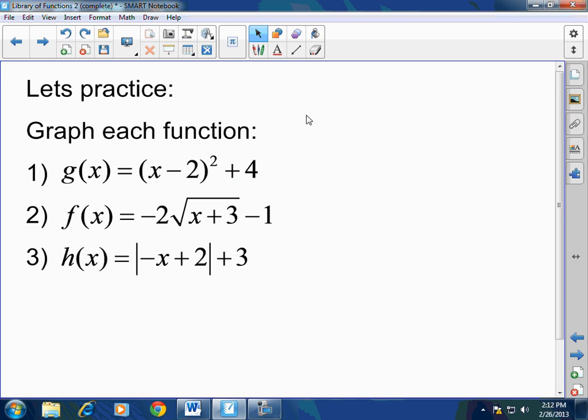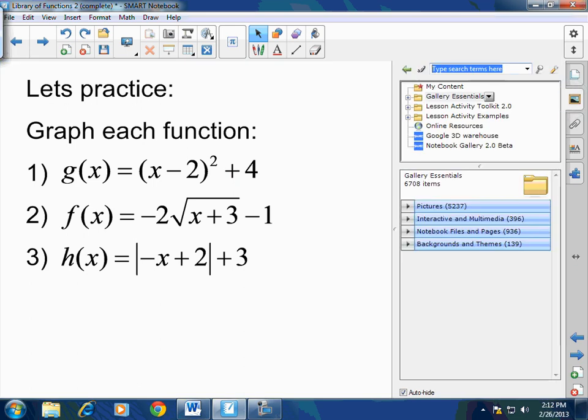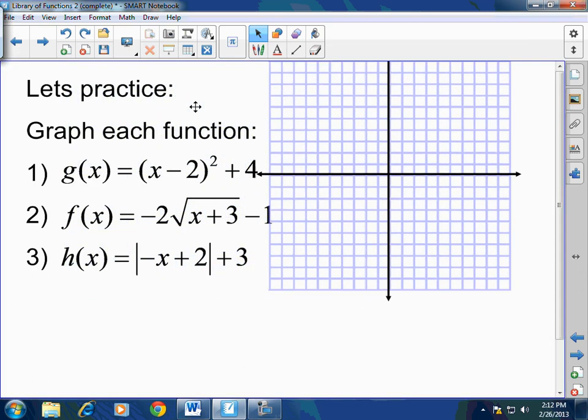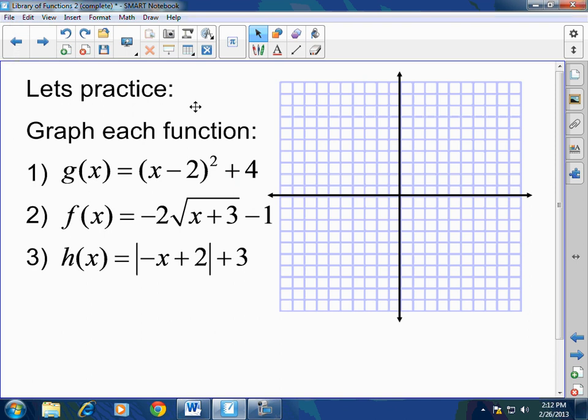Now, let's graph these right quick. Okay, because this is really simple. All right, what's going to happen here for number 1? For number 1, we'll do it in black. Okay, what's my vertex? 2, 4. So go 2, 1, 2, 3, 4. And then what's my y-intercept? Here's my axis. That's going to be 8. So that's here. 2 to the left, 2 to the right. You're done. Now, you could have also done this, guys.